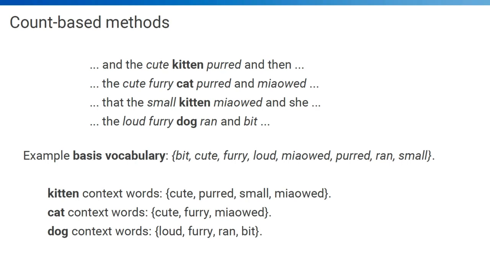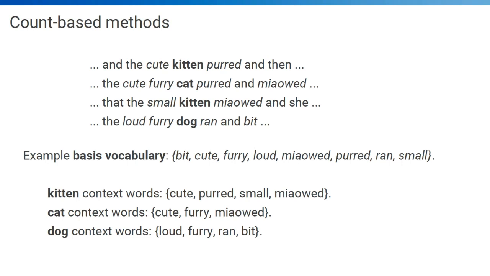And we're going to use as a basis vocabulary, which I pulled out of nowhere, the words bit, cute, furry, loud, meowed, heard, ran, small. And again, when you're picking context words, you might want to do clever things like normalize by case. You might want to run a stemmer so that ran, run, running are not all different context words. But again, these are just details of the model.